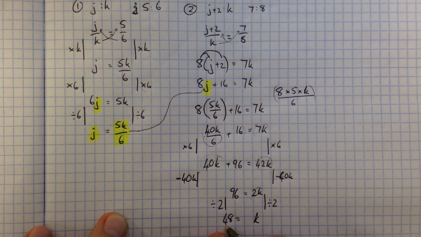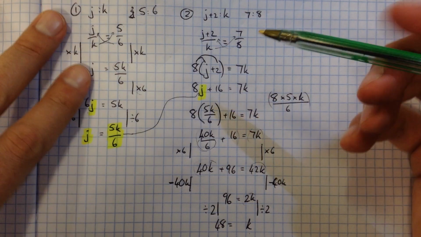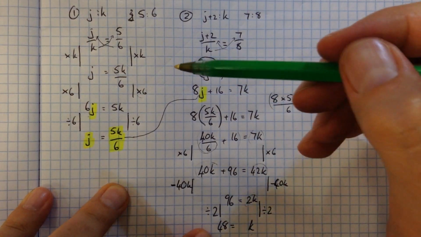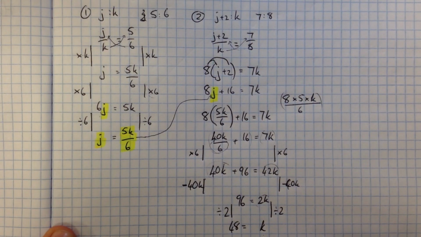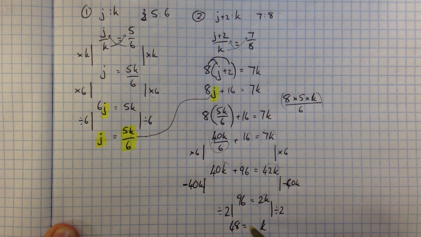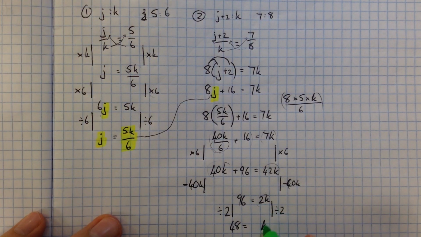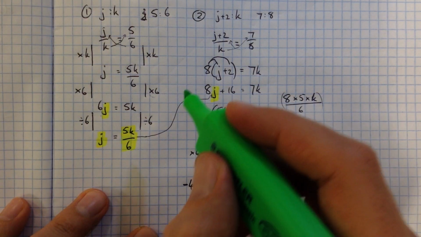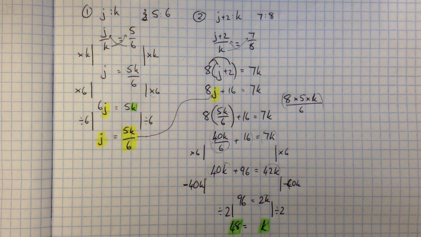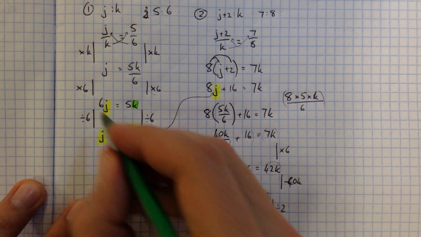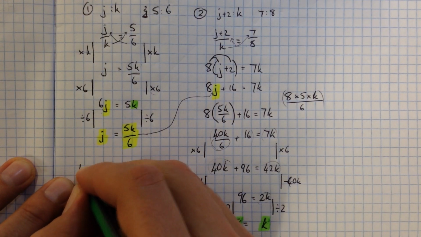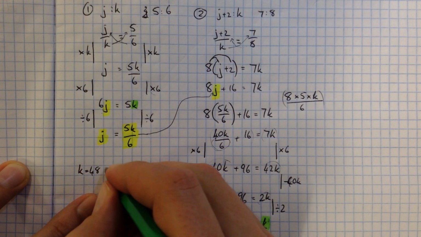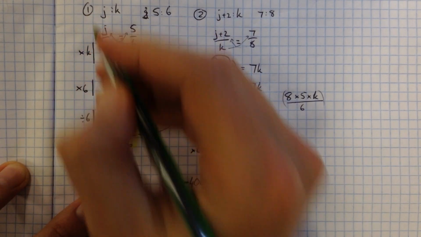If K is equal to 48, can we find J? Alright, so for J, let's find an easy equation. I'm going to substitute K in, so this is equal to K, so I can swap them out. Let's find the easiest one. I think this one's easier, this is the simpler one. So I'm going to substitute 48 for K into this one, which I'm going to call equation 1.